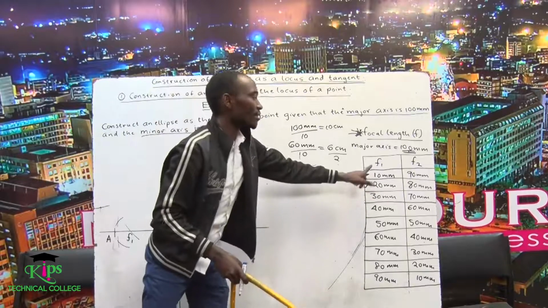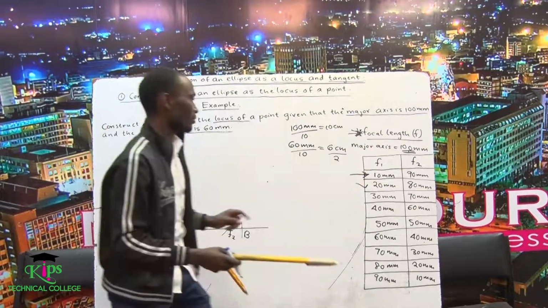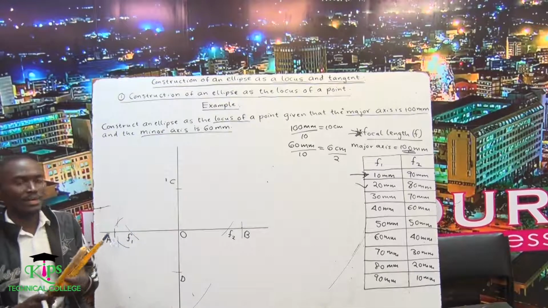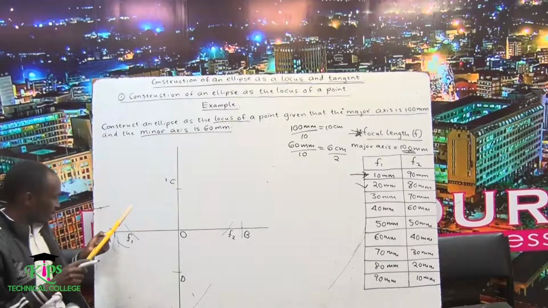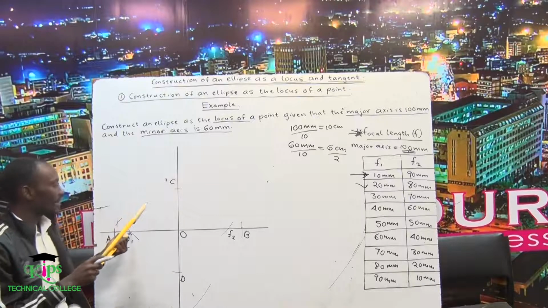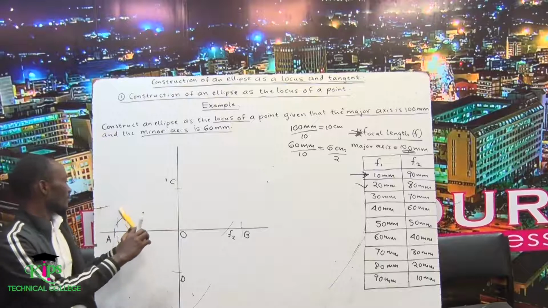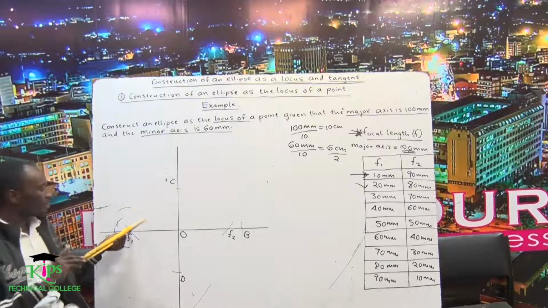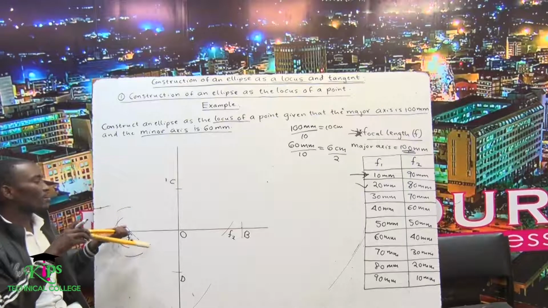20 millimeters at F1 and 80 millimeters at F2. So at F1 I should measure 20 millimeters with my pair of compass. Then stepping at F1 at 20 millimeters, we'll put a mark at the top, another mark at the bottom.